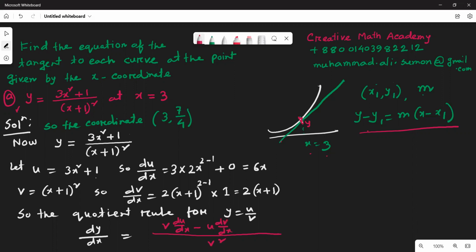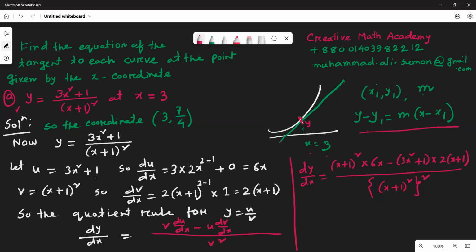Now we have to put the values here. So dy by dx equals, v squared means, what is v here? v is (x plus 1) squared, so v squared is (x plus 1) squared, whole squared. Then v times du by dx, which is 6x, minus u, which is 3x squared plus 1, times dv by dx, which is 2(x plus 1).